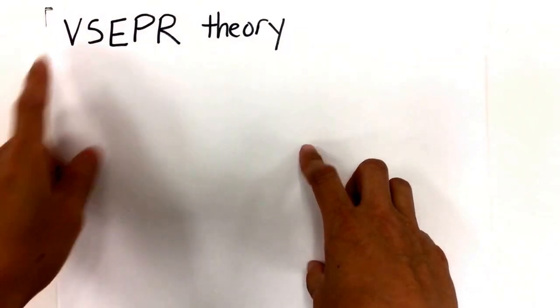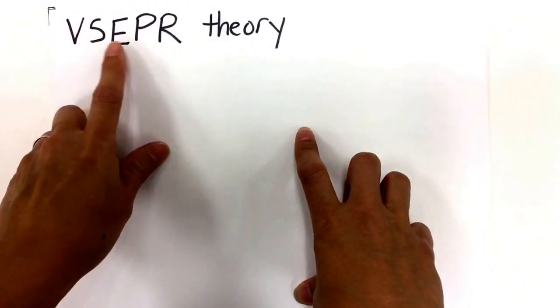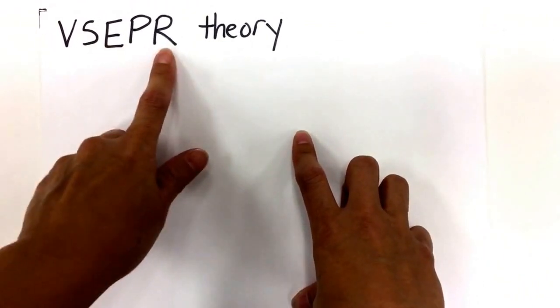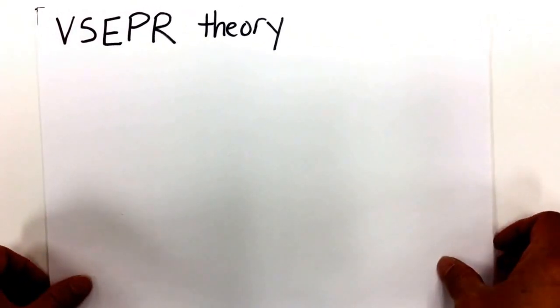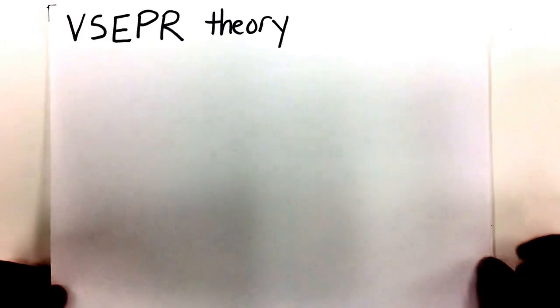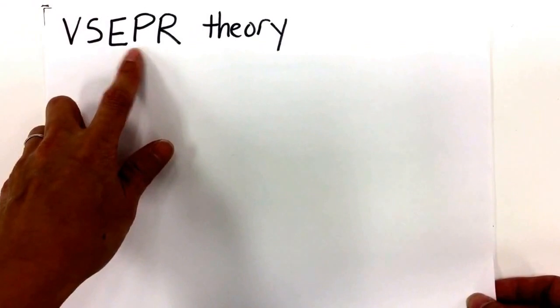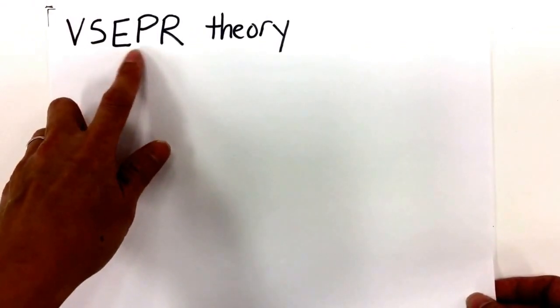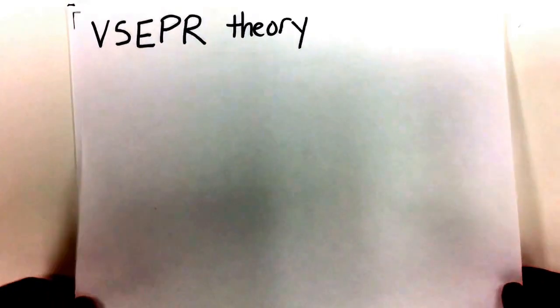Today we're going to review the VSEPR theory. VSEPR stands for valence shell electron pair repulsion. And in the VSEPR theory, we are determining the different shapes and geometries that these different molecules will take on as a result of the repulsion of electron pairs around the central atom of any molecule.